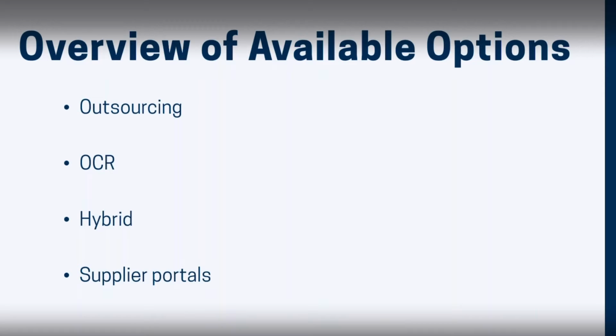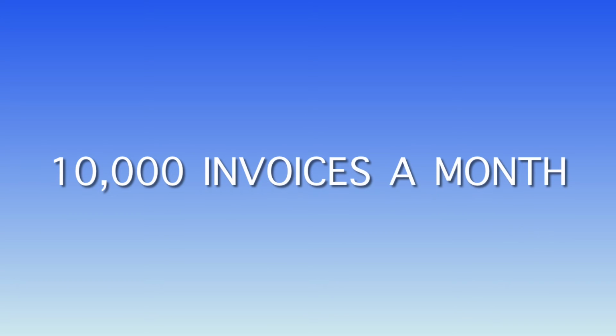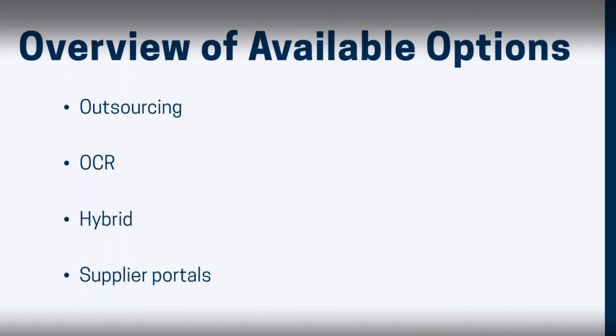So if we were to say that there's a given organization, company XYZ, and they've got an accounts payable team, and we'll call it a team of 12. You've got a manager and a supervisor and 10 data entry clerks. And this organization processes about 10,000 invoices a month, give or take. All manual. They have a series of choices to get better.